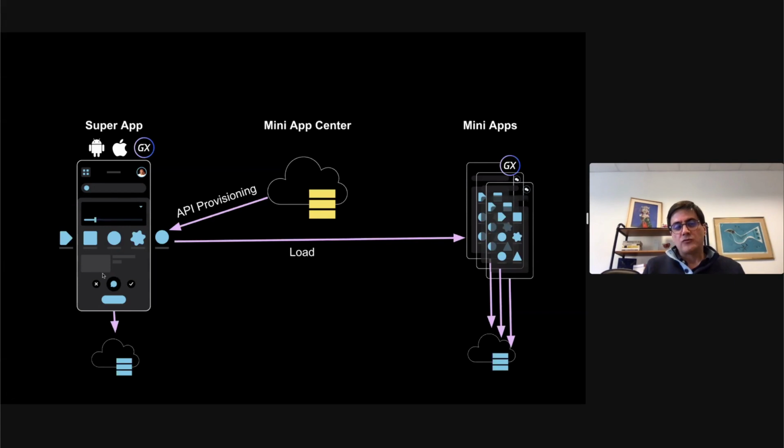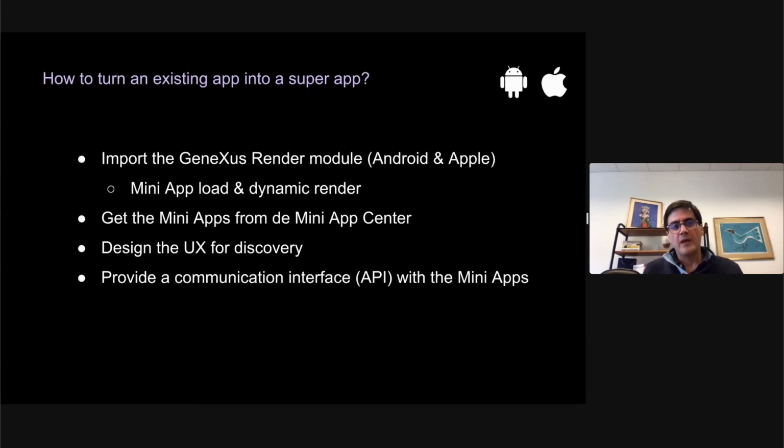And in runtime, what we will see is that the super app will connect to the provisioning to get that list of mini apps. And when the user selects one of these mini apps, it is dynamically loaded. At that moment, you'll be working with that mini app with its own backend service. I mean, the deployment is just like any other mobile solution, but the only difference is that it doesn't need to go directly to the store. It's loaded from the super app.